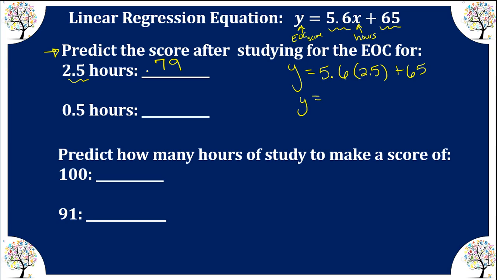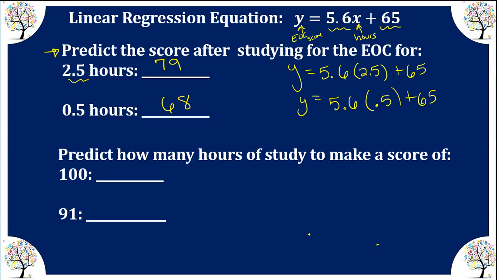This is the point of our line of best fit, is to be able to make predictions. So once we create our line of best fit using our calculator, we can use it. Okay, what if we study a half an hour? So we're going to calculate this. So we have 5.6 times 0.5 plus the 65. And it says we're going to make a 67.8. We will round that to a 68. So we can see that the more hours that we study, the better we make on the test.